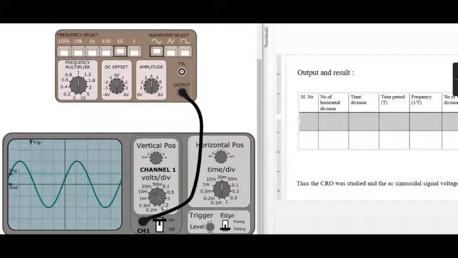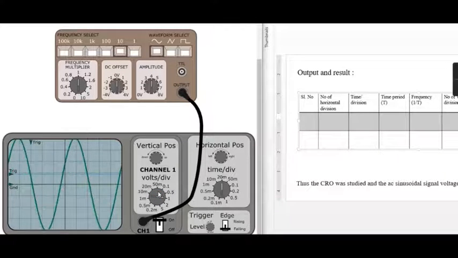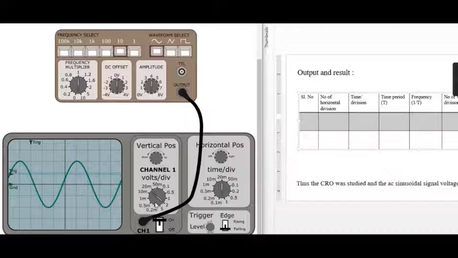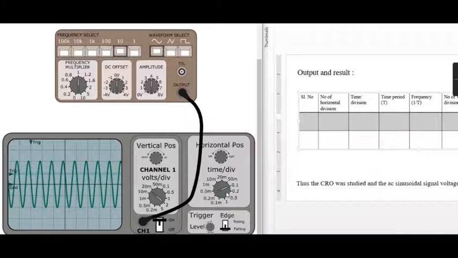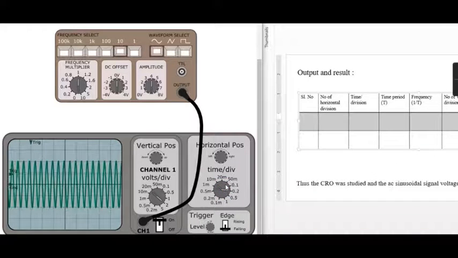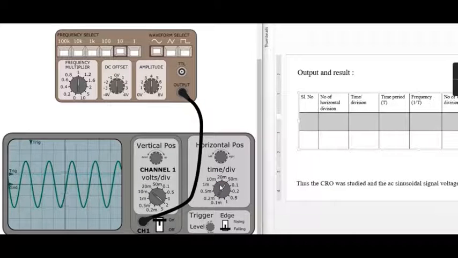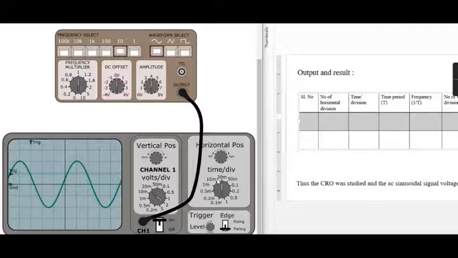If your voltage per division is at 2, then one bar is equal to 2 volts. If it is at 1, then one bar is equal to 1 volt, which is similar to graph sheets. So we will place it at 2, and the time per division you can vary, so the x-axis parameter can be varied. By rotating this knob, you can place it at 20 milliseconds. This unit is milliseconds and this is volts. Small m represents milli, 20 milliseconds.